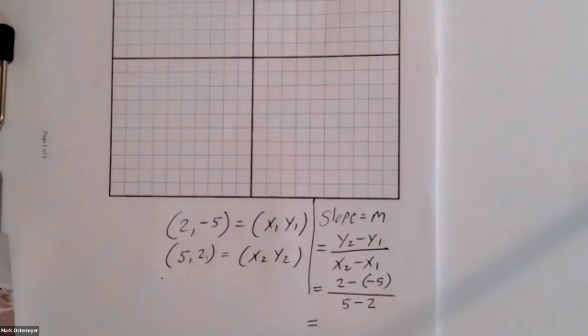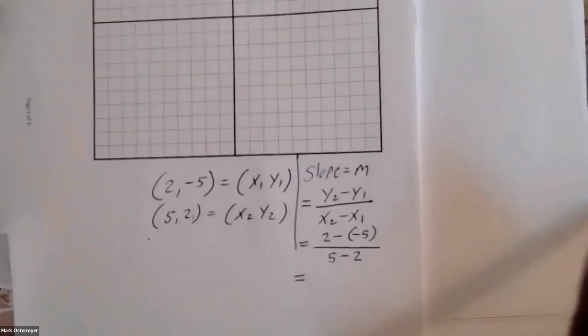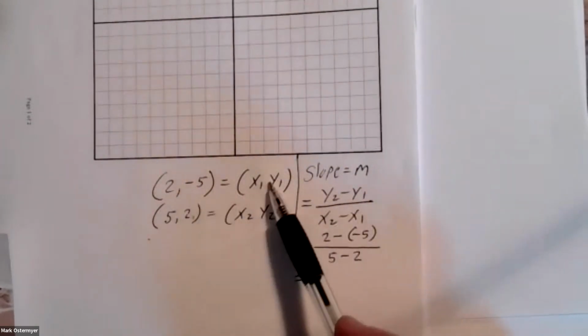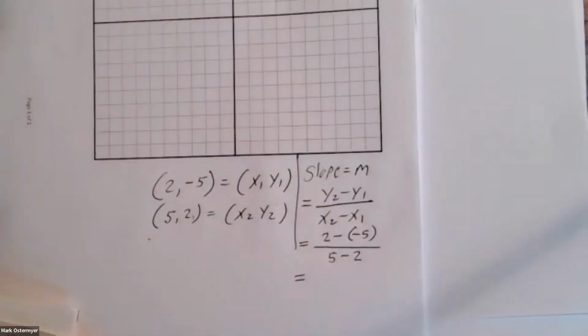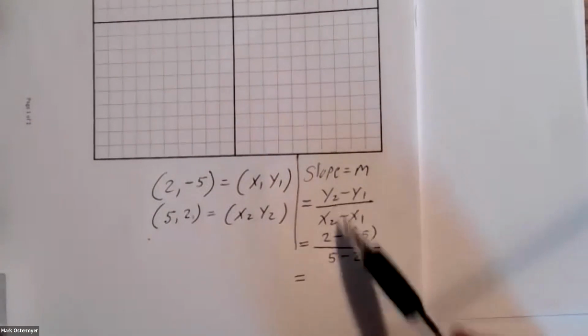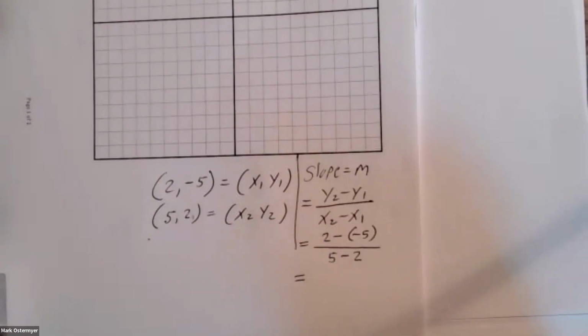Now, when you use a slope formula, you got to make sure you're careful with your signs, as sign mistakes are a very common problem. All right, so I'm going to call 2, -5 my first point, 5, 2 my second point. And then I'm going to substitute the values into the slope formula to compute the slope of this line that contains these 2 points.